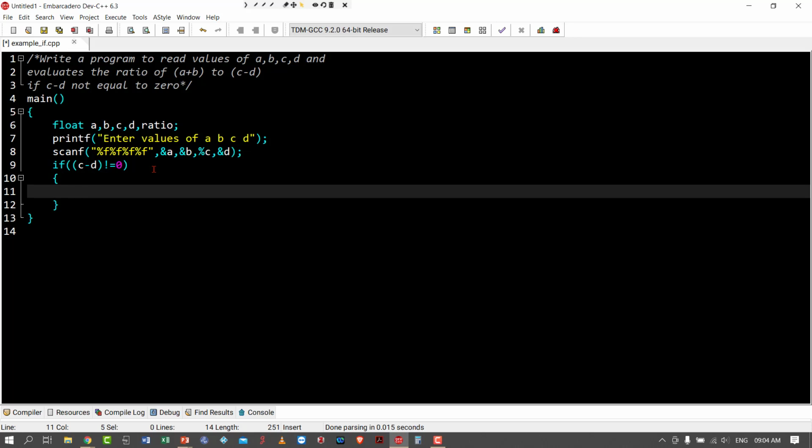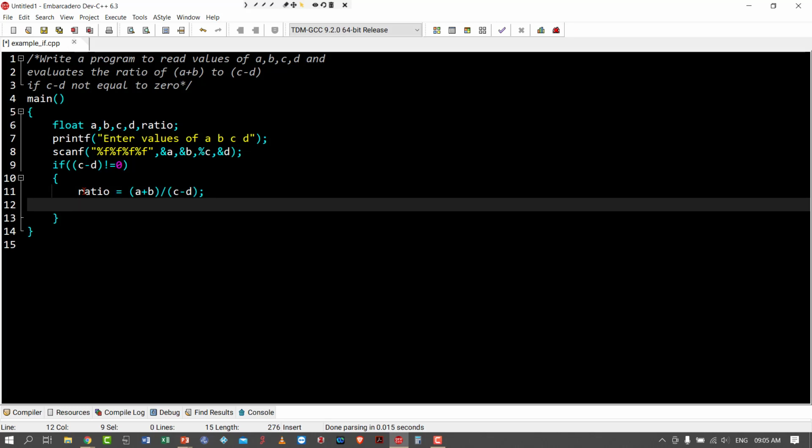So if C minus D is not equal to 0, here I have opening braces and closing braces. I'm going to write some statements inside that block. If this condition is satisfied, this block will be executed. What do I have to do? I have to calculate ratio. Ratio equal to A plus B. Here I am using a division operation, so a forward slash is used. C minus D.